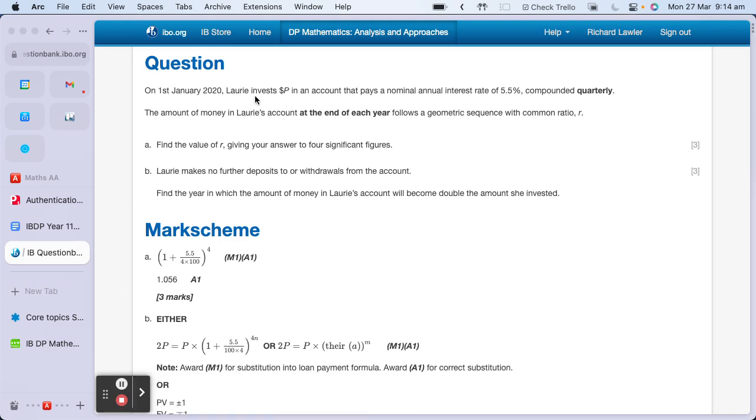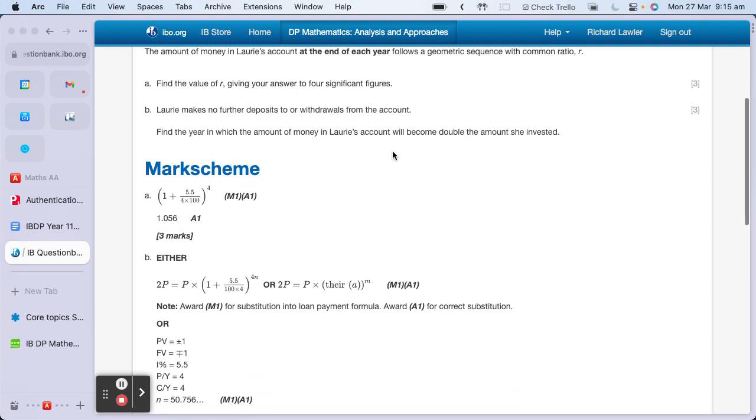On 1st of January 2020, Laurie invests P dollars in an account that pays a nominal annual interest rate of 5.5% compounded quarterly. The amount of money in Laurie's account at the end of each year follows a geometric sequence with common ratio R. Find the value of R, giving your answer to 4 significant figures. So you can see here's the calculation to work out that it would be 1.056 for R.